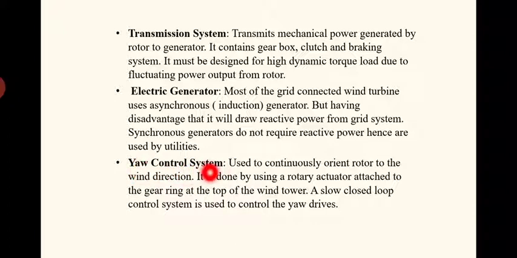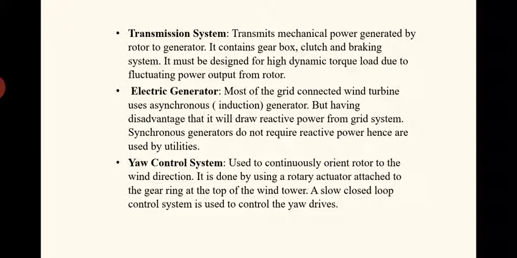Yaw control system. It is used to continuously orient the rotor to the wind direction. As I have already told, the direction of the wind will be changing from time to time. It can blow from any direction. So based on from which direction the wind is blowing, the rotor of the wind turbine has to be kept in alignment with that direction of the flow of the wind, or it should be always facing the wind direction. So that is what is done by this yaw control system.